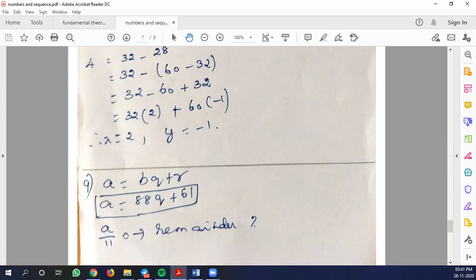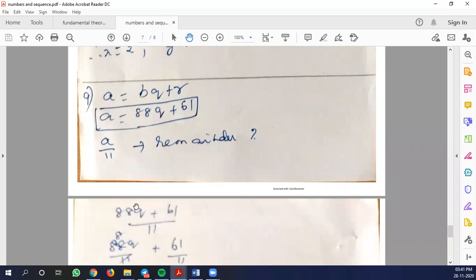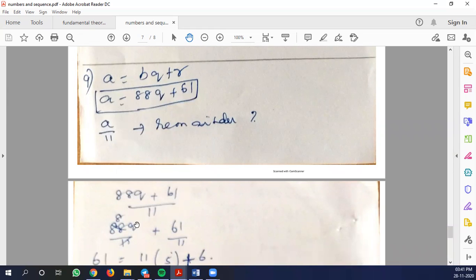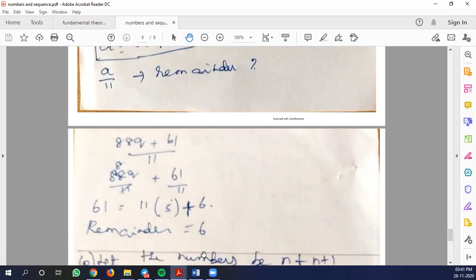So A by 11, that is the remainder we have to find. Now 88Q plus 61 by 11. So A is equal to this, and we are going to find A by 11. This is 88Q by 11 plus 61 by 11. If I cancel this, it becomes 8Q plus 61 by 11. Now 61 is 11 into 5 plus 6. So the remainder is 6.